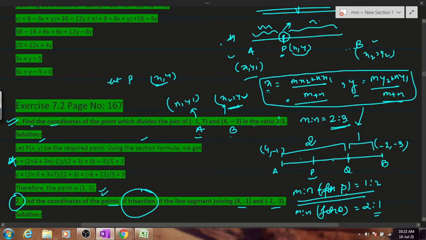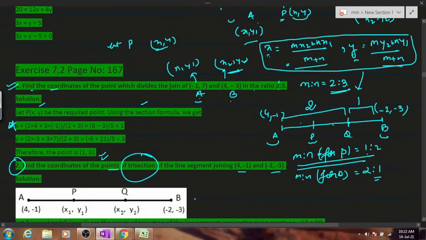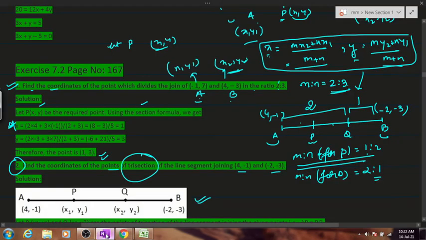You write for P, M is to N will be in the ratio of 1 is to 2 and point A and point B as such. Clear? Make sure you draw this figure. Hurry up. Do it. I hope students have understood what trisection means and how you will proceed with this numerical. Yes, no? Good. Draw this figure and proceed with this numerical.